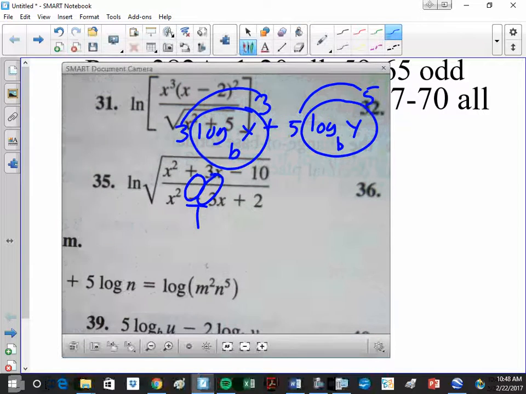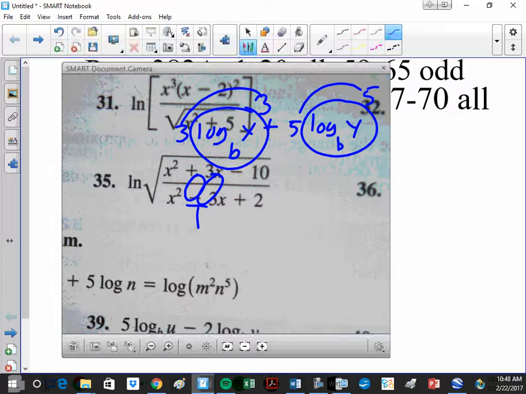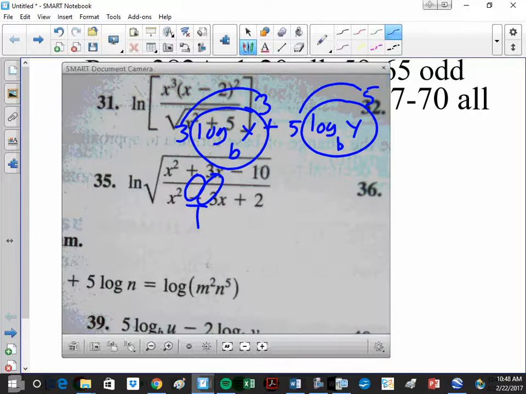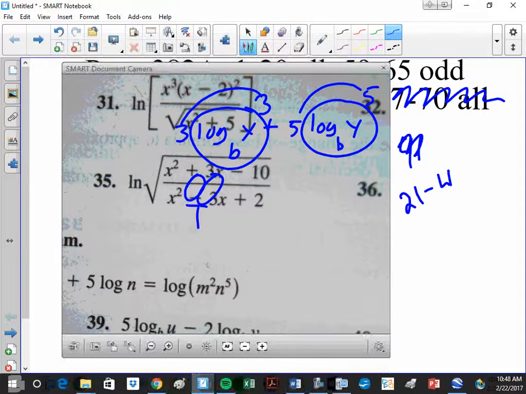What was it, 21 to 47 odd. Well, and I'm going to throw that second set out. So just do 21 to 47 odd.